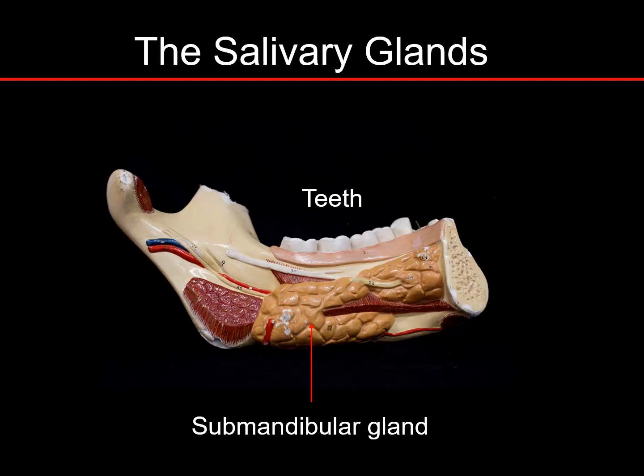And then if we look, here's another model. This is our mandible with our teeth stuck in there. And if you see, on the medial side or inside of the mandible is the submandibular glands. So below the mandible or kind of inside the mandible. So these are the submandibular glands. So we have sublingual below the tongue, submandibular kind of inside or below the mandible.